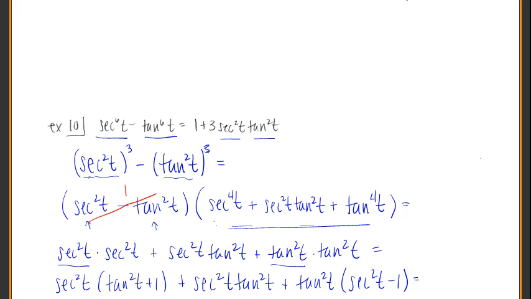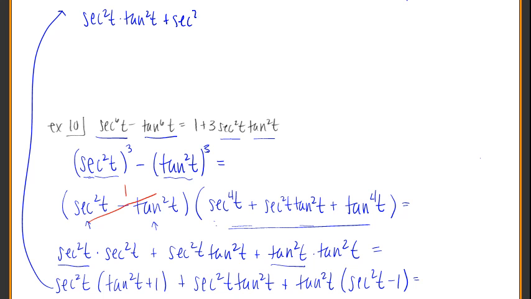So let's take this last row right here and I'll just continue up here at the top of my screen real quick. Alright, so let me distribute. I've got secant squared t times tangent squared t plus secant squared t. I've got the secant squared t times the tangent squared t. And then I have a plus a tangent squared t secant squared t minus a tangent squared t.